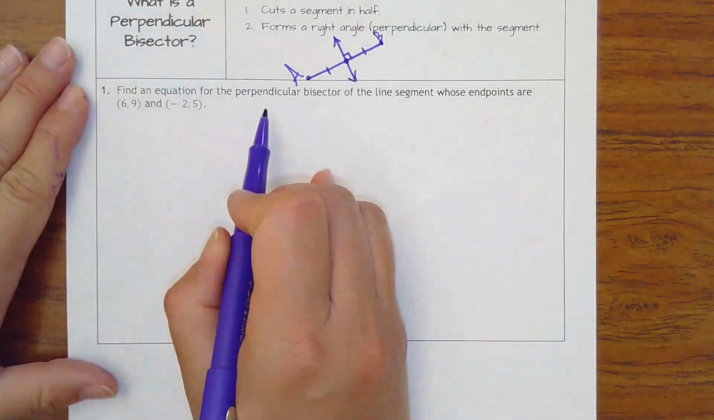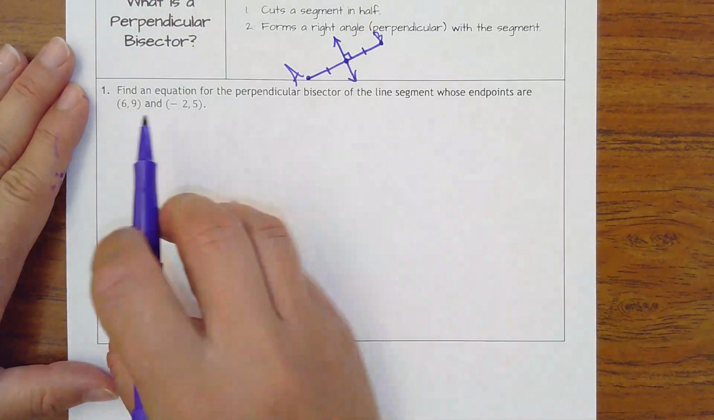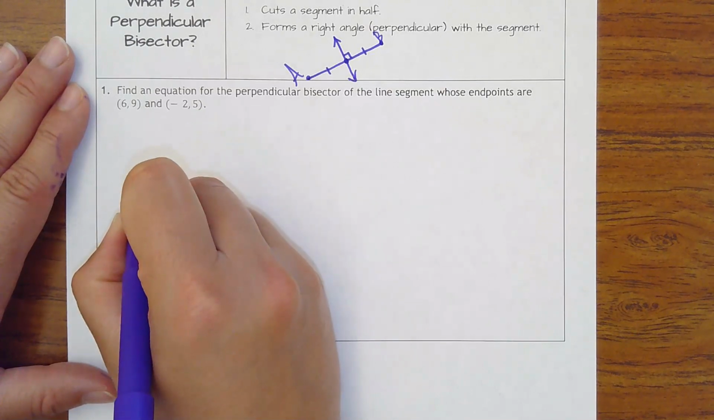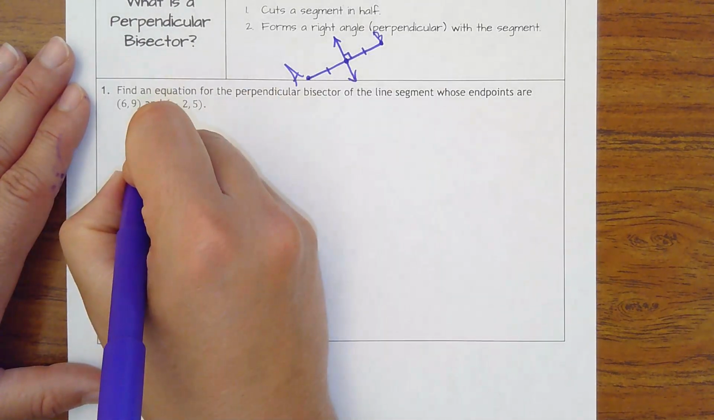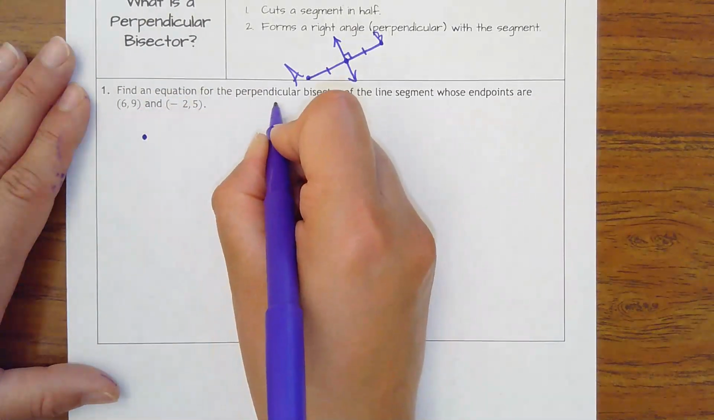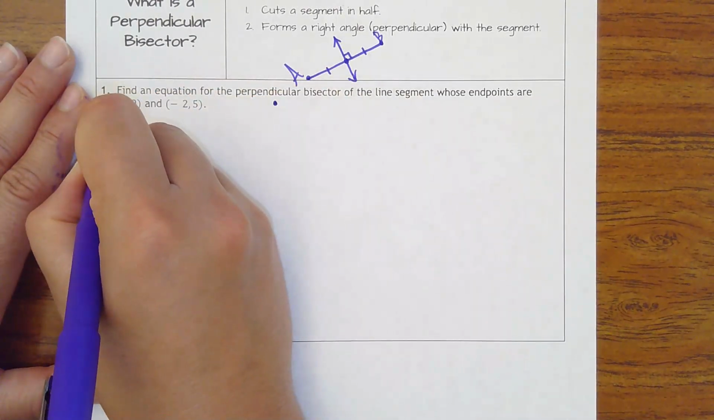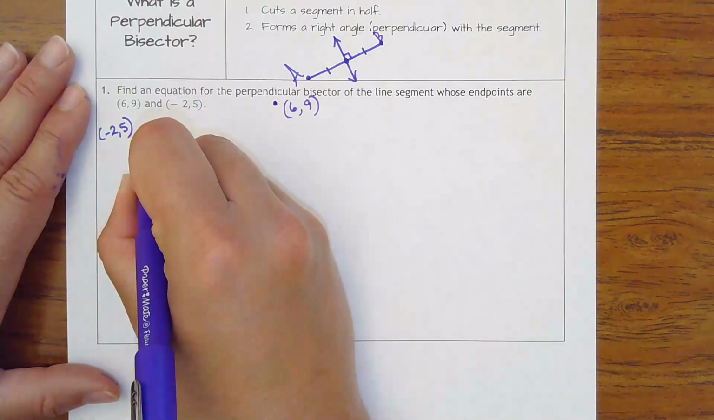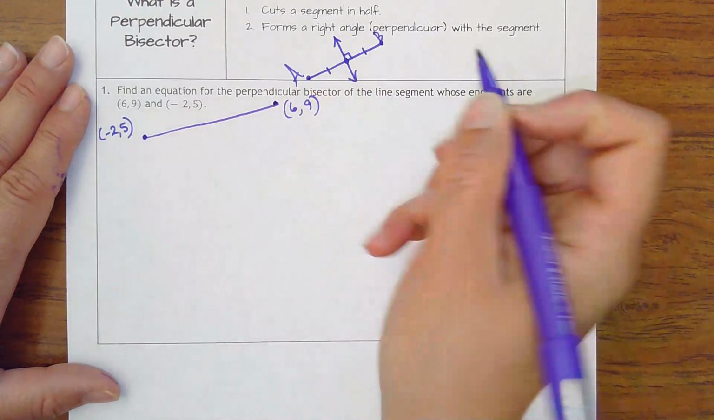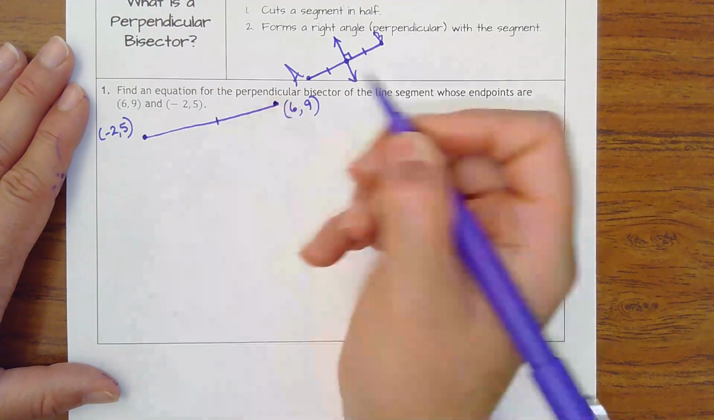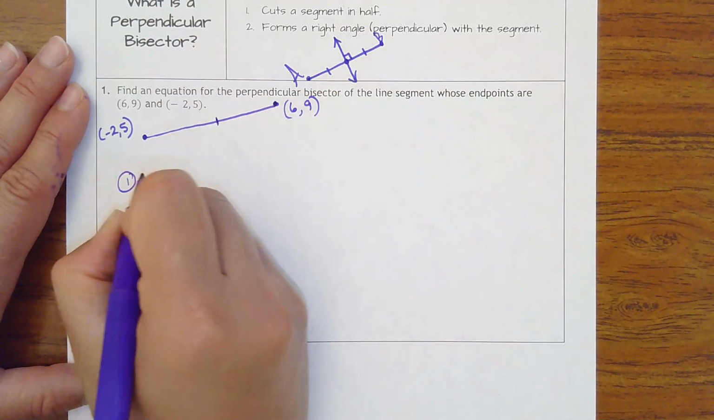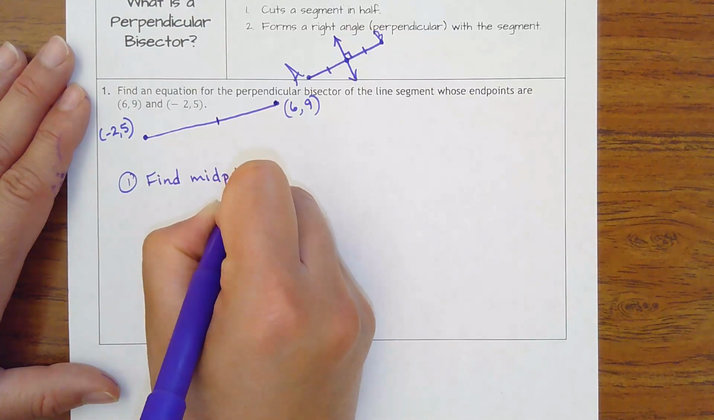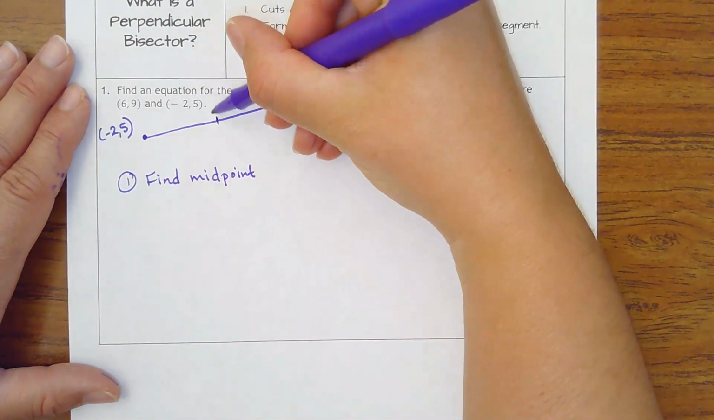So it says, find an equation for the perpendicular bisector of the line segment whose endpoints are (6, 9) and (-2, 5). So let's say I had (-2, 5) here, and (6, 9) here. I first would have to find the middle. So step number 1, find the midpoint, because that's where this line is going to have to go through.